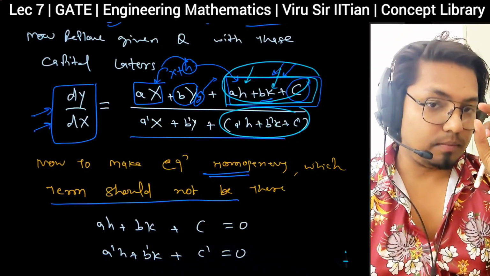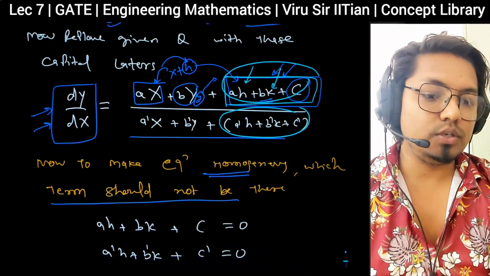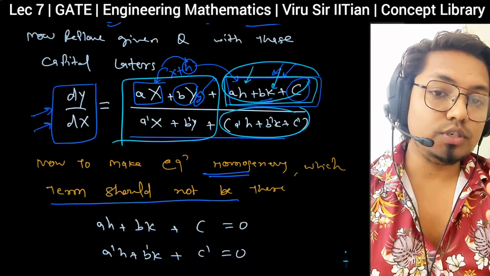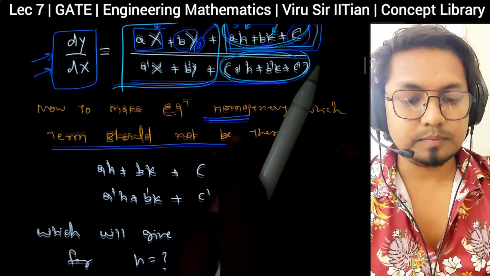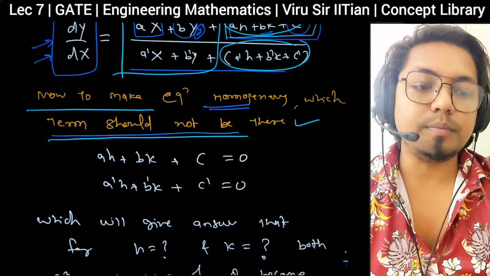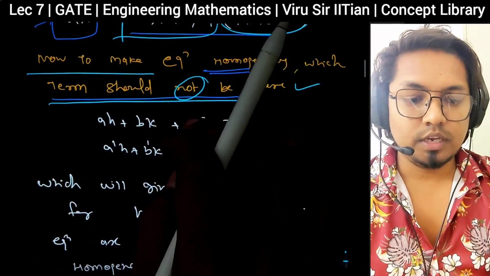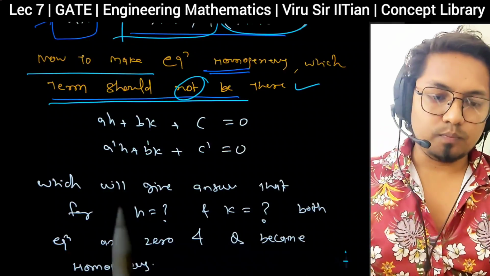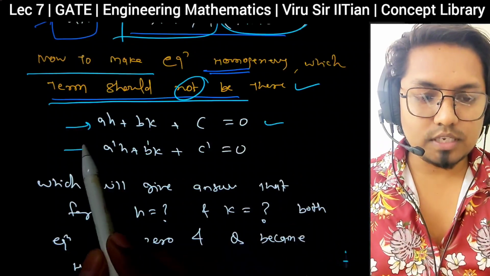And if for a particular value of h and k these two terms become 0, then the remaining equation will make our question homogeneous, and that will be easier for us to solve. Now, to make the equation homogeneous, which term should not be there? I hope you understood. So let's assume that they became 0. So this became 0, this became 0.